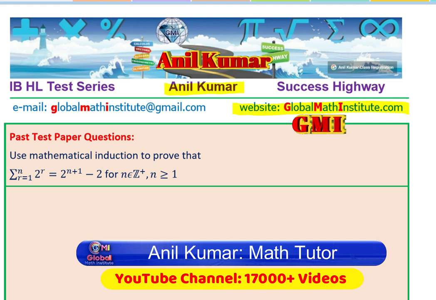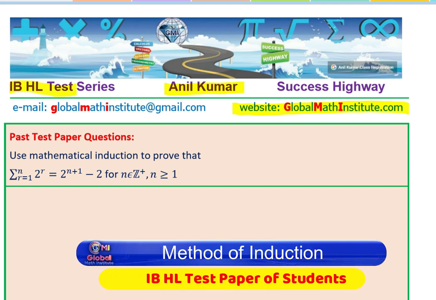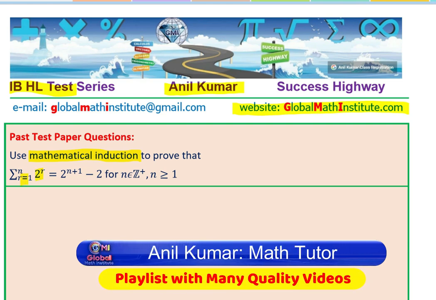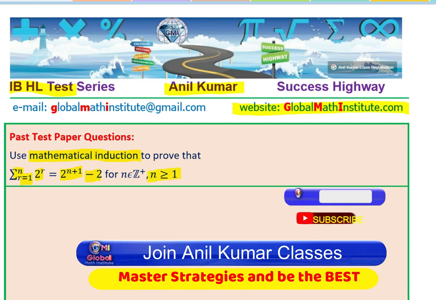In this video, we have taken a question from an IB test paper. It is based on proving using the mathematical induction method. We need to prove that the sum of 2 to the power of r, where r is from 1 to n, is equal to 2 to the power of n plus 1 minus 2 for all positive integer values, where n is greater than or equal to 1.